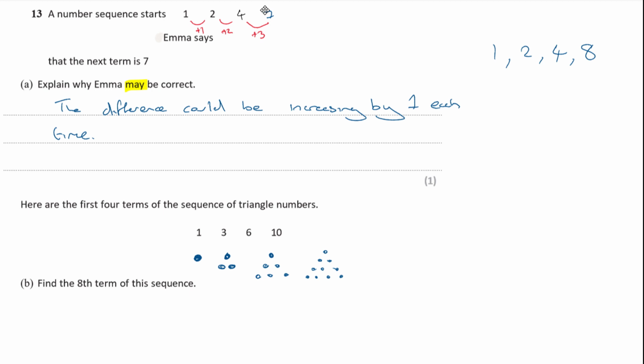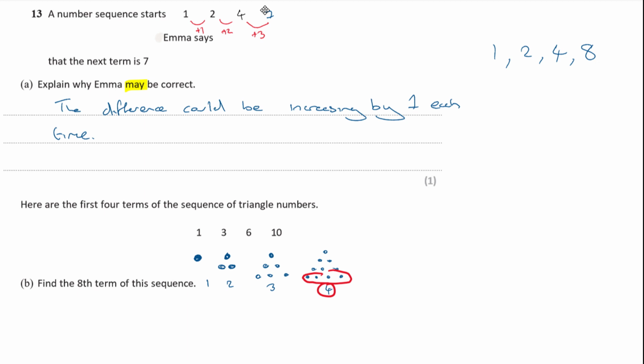Okay, so 1, 3, 6, 10. So that's the first, second, third, and fourth term. Now note that these triangle numbers have the same number of dots at the bottom as the number you're in the sequence. So I could just sit here and draw out number 5 and 6 and 7 and then draw 8, but I know what the pattern looks like.